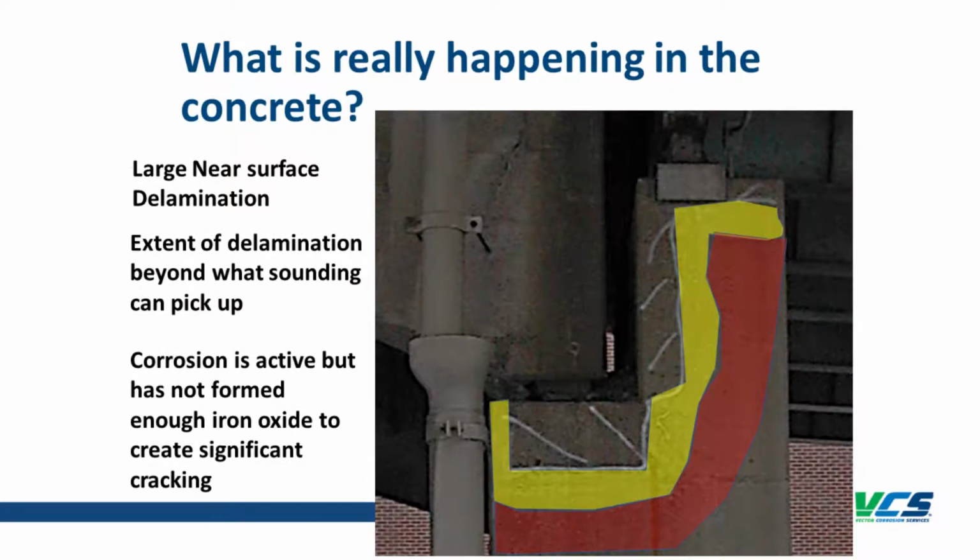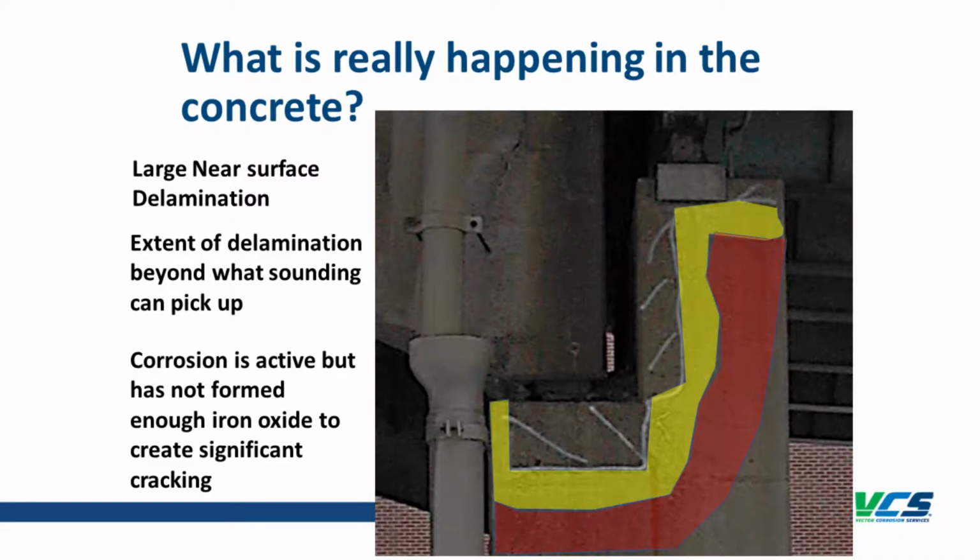What is really happening in the concrete? Today, I'm a concrete guy, so I'll focus on concrete. We go out and do a sounding inspection, right? And we come up with an image that looks like this. Pretty common at an expansion joint at the bearing seat. We see, okay, we've got some delaminations there. That was found by sounding. So obviously it's a large near surface delamination that we found here. Is that the only thing that's going on here?